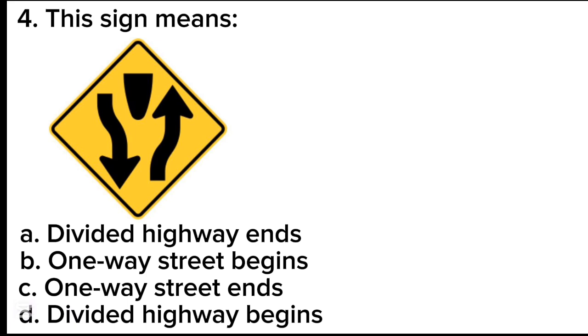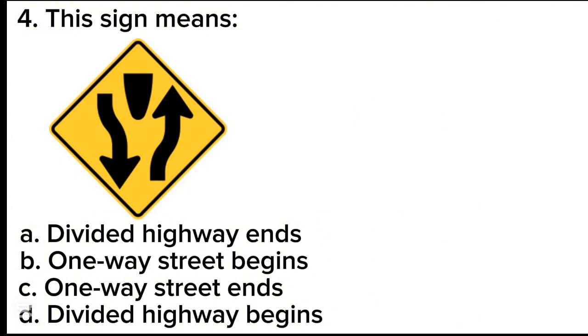About question number 4. This sign means... What is the meaning of this sign? A. Divided highway ends. B. One-way street begins. C. One-way street ends. D. Divided highway begins. What is the correct answer?